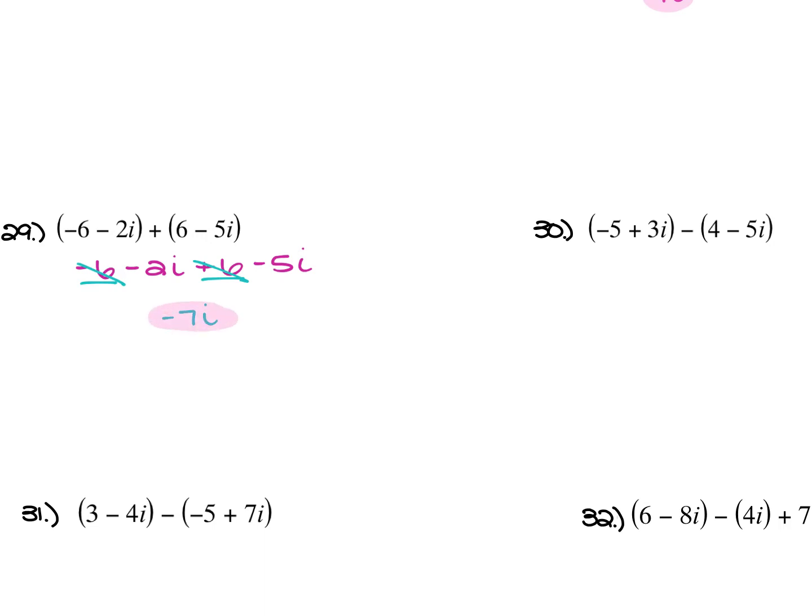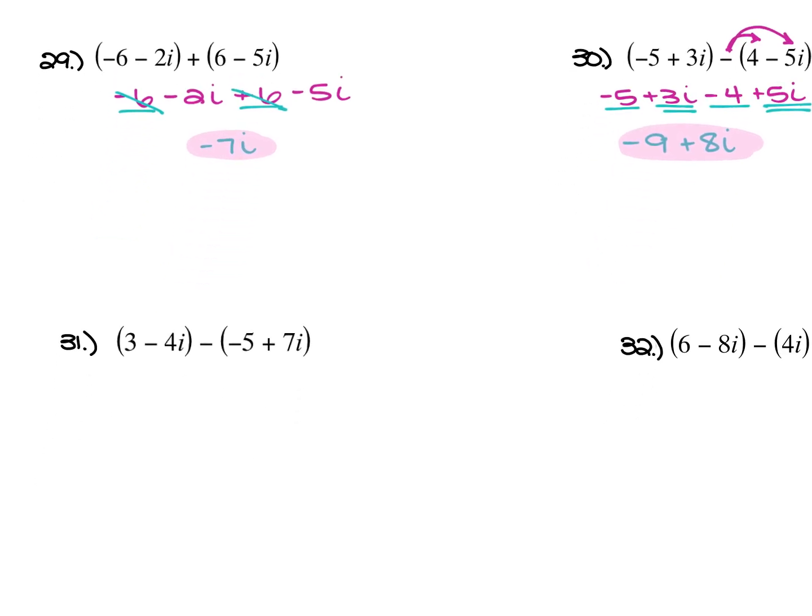For number 30, we have negative 5 plus 3i minus 4 minus 5i. We are going to work with the subtraction between the two sets of parentheses, so we're going to distribute the negative into that second set. We're going to rewrite this as negative 5 plus 3i minus 4 plus 5i. Remember, when you're distributing that negative, you're just changing the sign on everything. Add your real number parts first. The negative 5 plus negative 4 gives us negative 9. Then your imaginary, which is the 3i and the 5i, which gives us a positive 8i. So that's just negative 9 plus 8i.